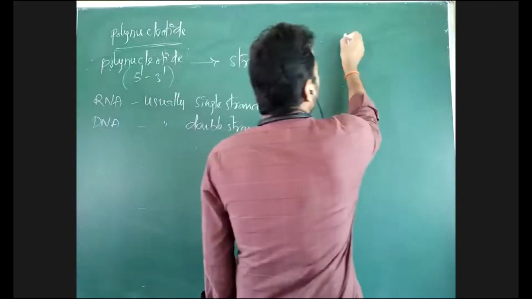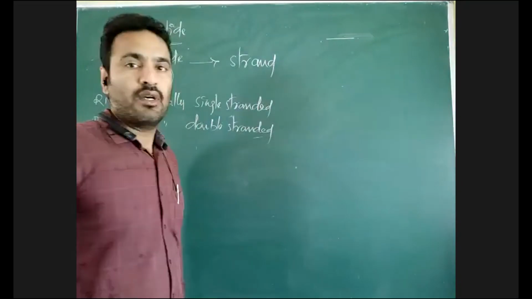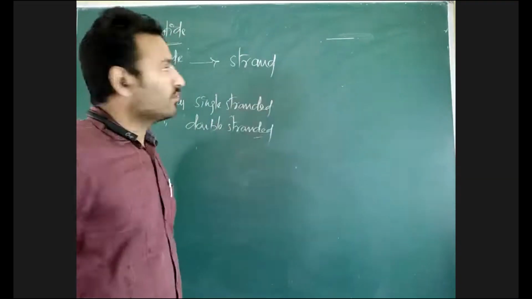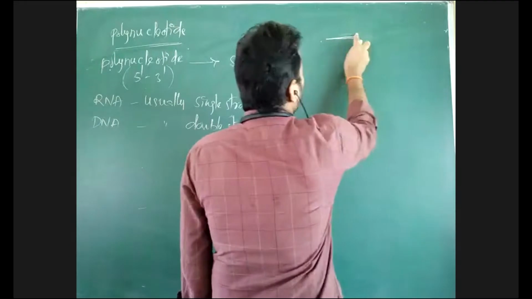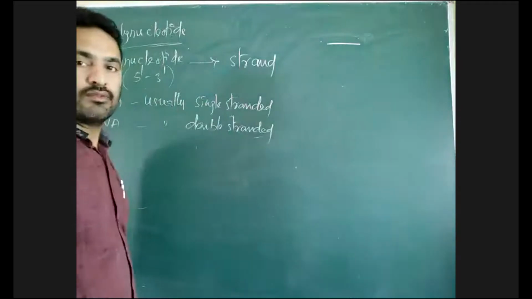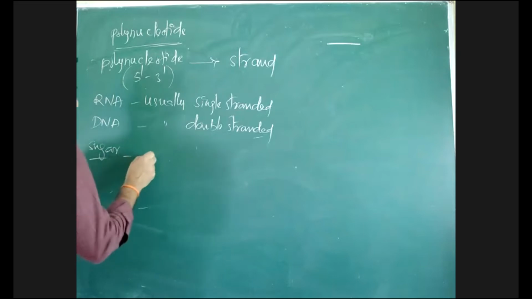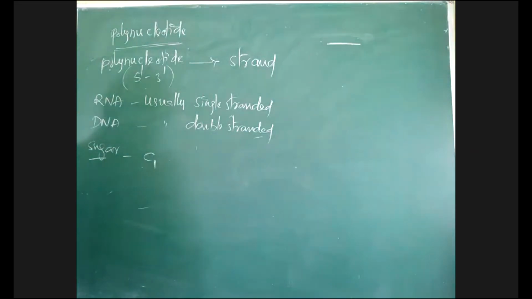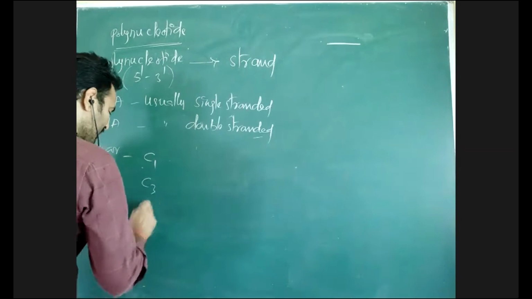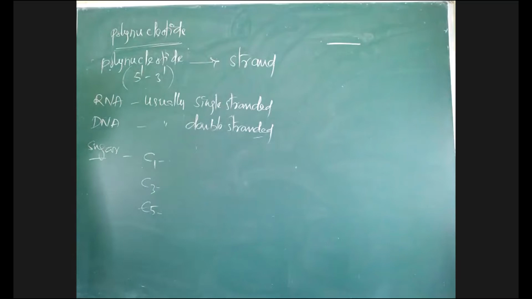See here, suppose consider this as the backbone structure of sugar. What are the groups that are important in sugar? C1 is important. C3 is important, C5 is important. Can anyone tell me why C1 is important? Explain strand once again, sir.